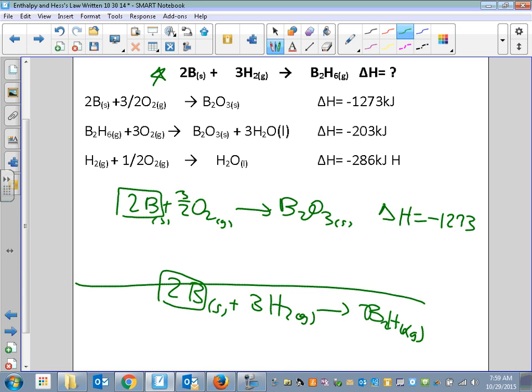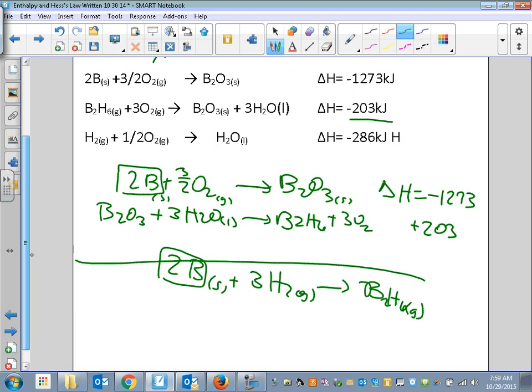So if I want to cancel B2O3, which equation would allow me to do that? What do I need to do to it? Flip it. Right, so if I flip the reaction, I flip the sign, so I go to a positive delta H versus a negative. So I'm going to write this one here, B2O3 plus 3H2O liquid yields B2H6 plus 3O2, and this is now going to be positive.